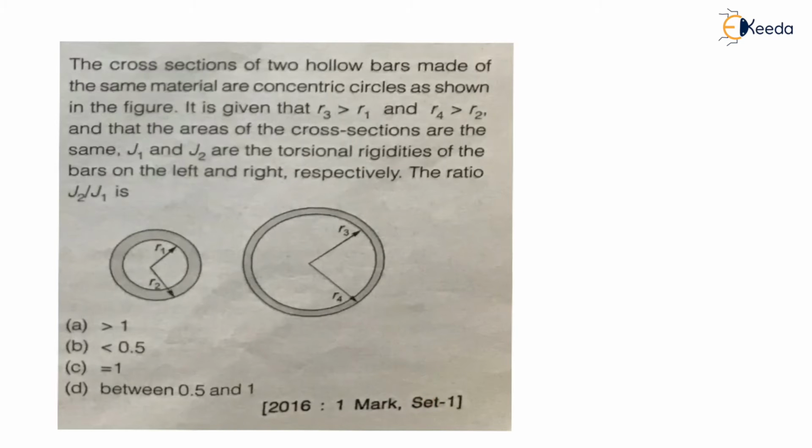Now the question is a cross section of two hollow bars made of same material. Now here the material of both bars is same. That is, let us say this is the first, and this is the second. As material is same, we can say G1 must be equal to G2. That is, shear modulus G is same for both.